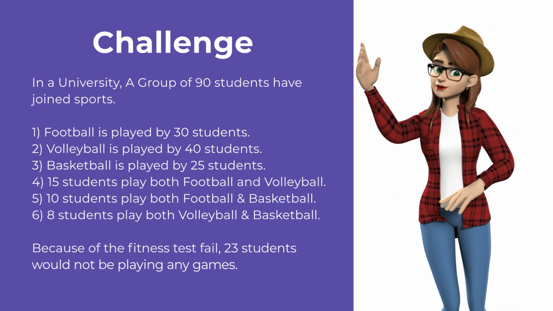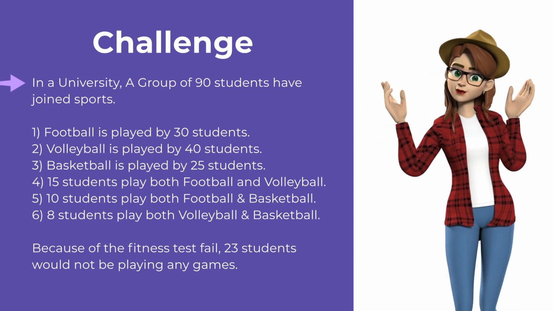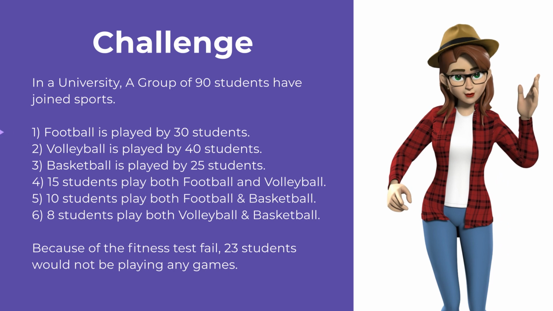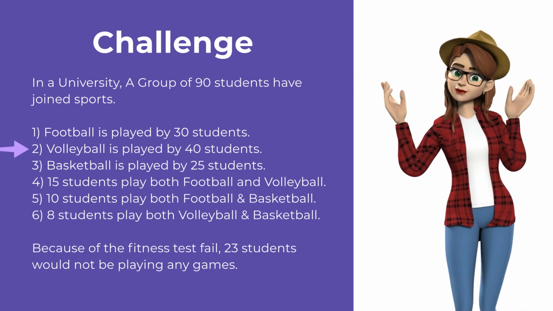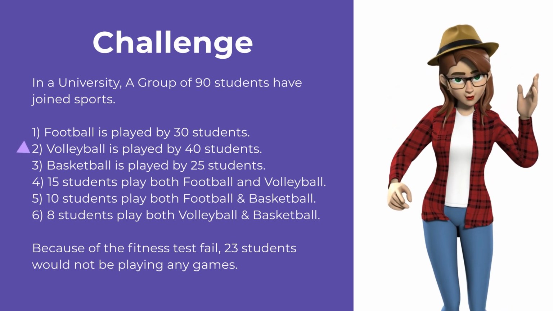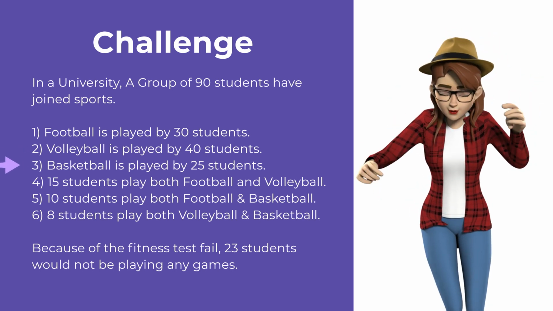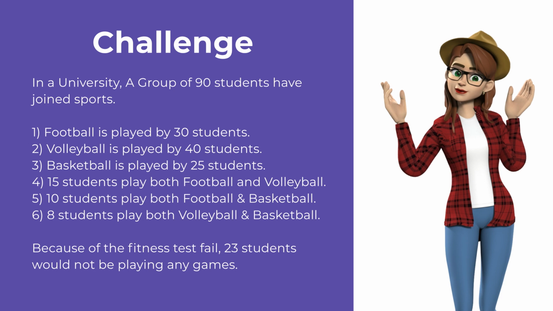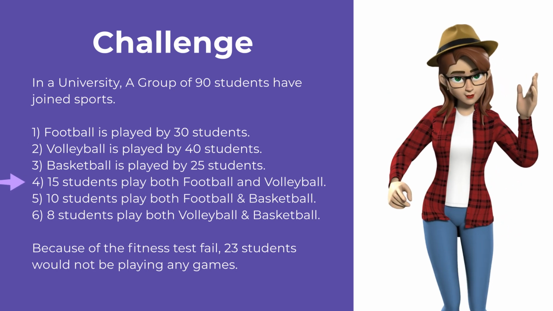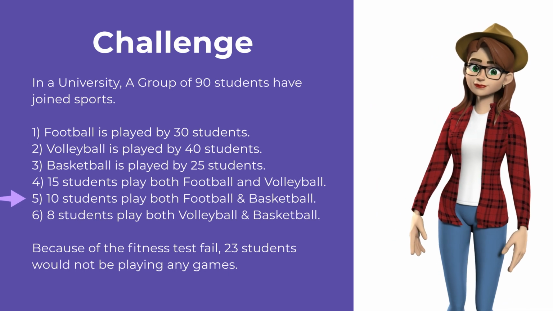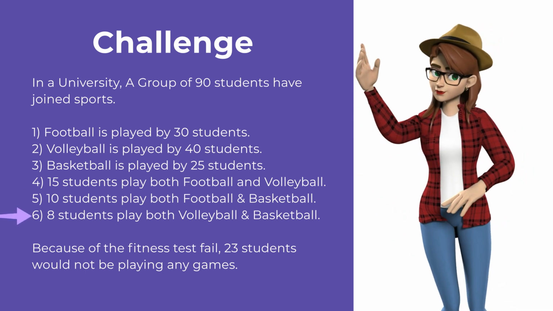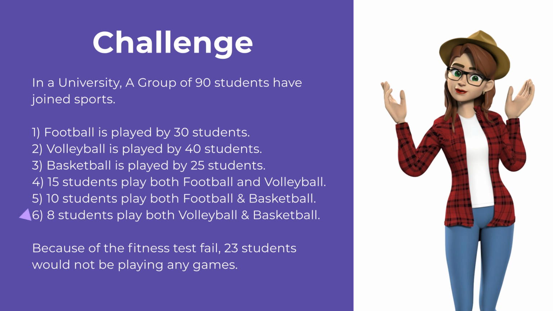In a university, a group of 90 students have joined sports. Football is played by 30 students. Volleyball is played by 40 students. Basketball is played by 25 students. 15 students play both football and volleyball. 10 students play both football and basketball. 8 students play both volleyball and basketball.